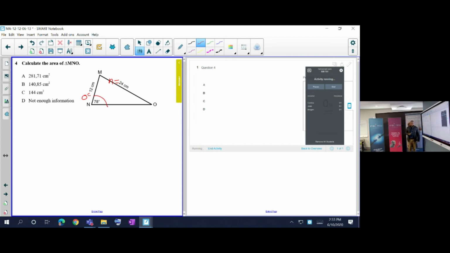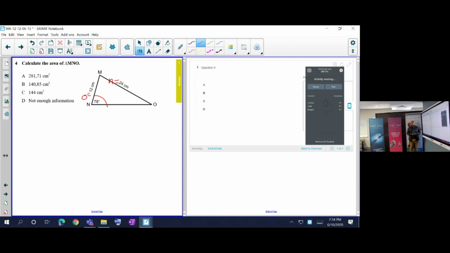This angle N is not an included angle. We are not given the other side, which would have been small m or ON. We don't know how long it is, so we cannot use the area rule to find that length.